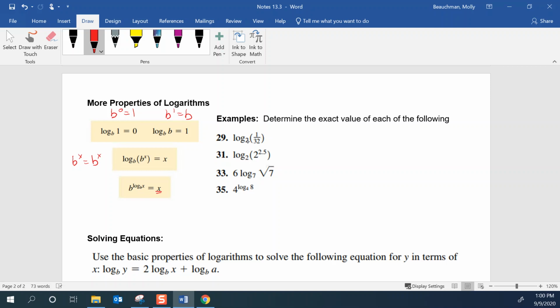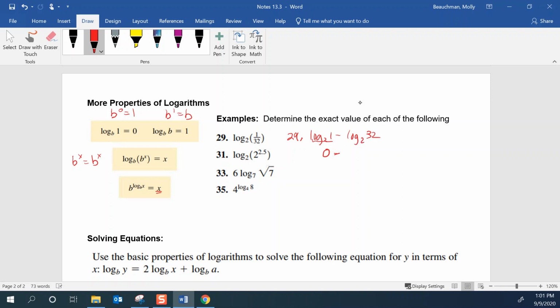So number 29, we have log base 2 of 1 over 32. You can do this a couple of different ways. You can rewrite it as log base 2 of 1 minus log base 2 of 32. The log base b of 1, of anything, is always equal to 0, minus log base 2 of 32 means 2 to what power equals 32.